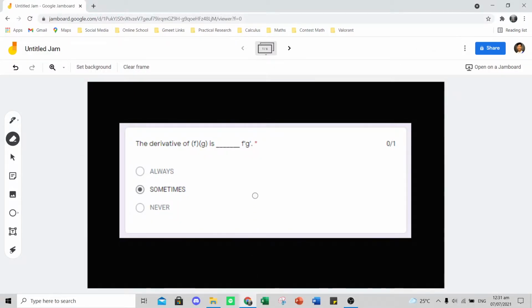Hey guys, I'm going to be discussing a problem from one of my school test exams, and the question is as follows: the derivative of fg is blank f prime g prime, and we have three choices. We have always, sometimes, and never. For this problem, I answered sometimes, and you're going to see why I did. But the answer that was manually checked was in fact never.